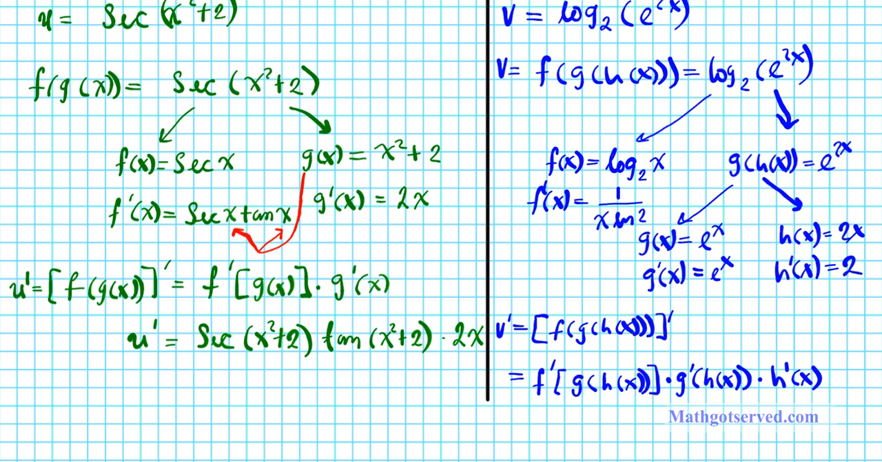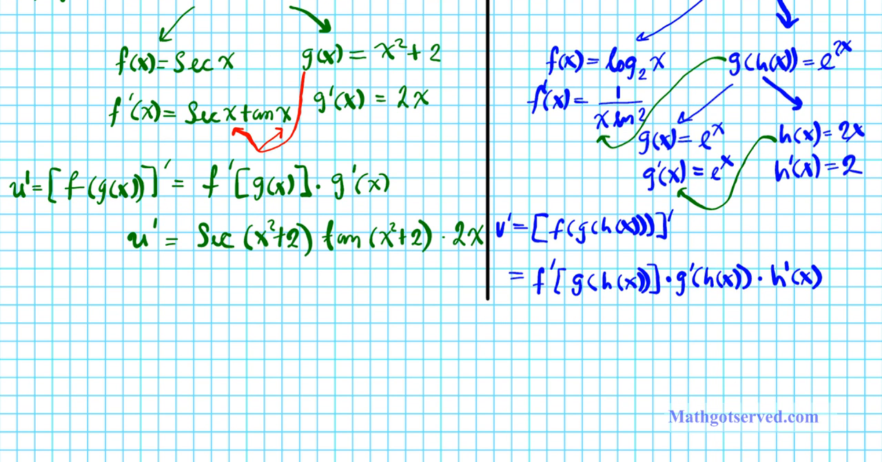Okay, so all we're doing is basically taking g of h of x and plugging it into f prime of x, and taking h of x and plugging it into g prime of x, and then we'll multiply it by h prime of x. All right, so that's all we're doing here.